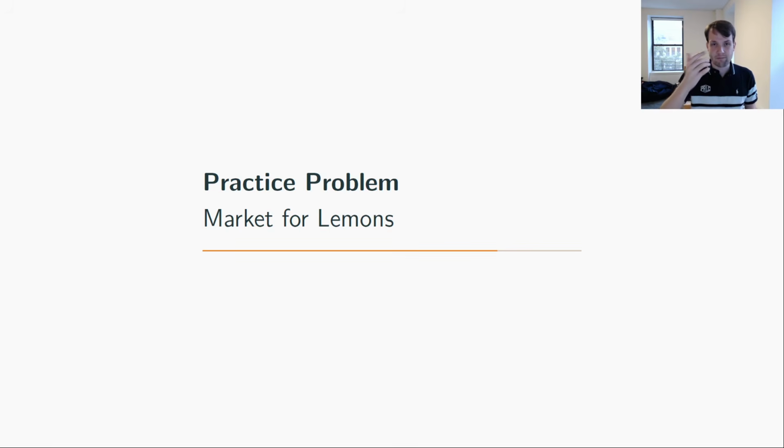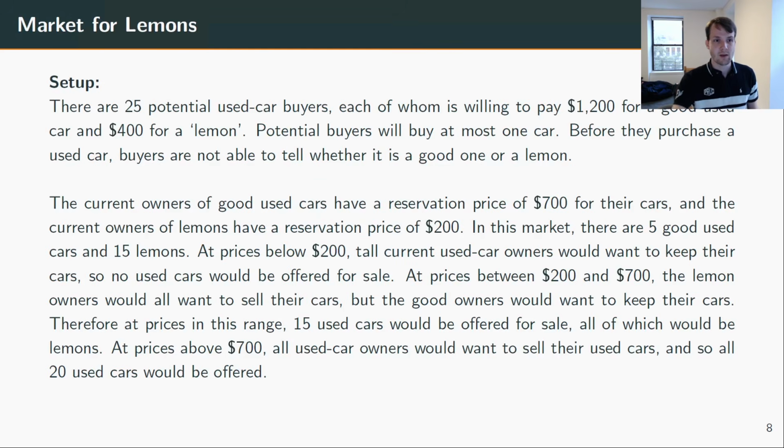So let's jump right into this very famous problem, which is called the market for lemons. In this, we have 25 potential used car buyers, each of whom is willing to pay $1,200 for a good used car, or $400 for what Akerlof calls a lemon. Potential buyers will buy at most one car. This is just to ensure that quantity is well defined and demand is well defined. But before they purchase a used car, they are not able to tell whether it's a good or a bad one. And once they've bought it, they cannot return it, obviously.